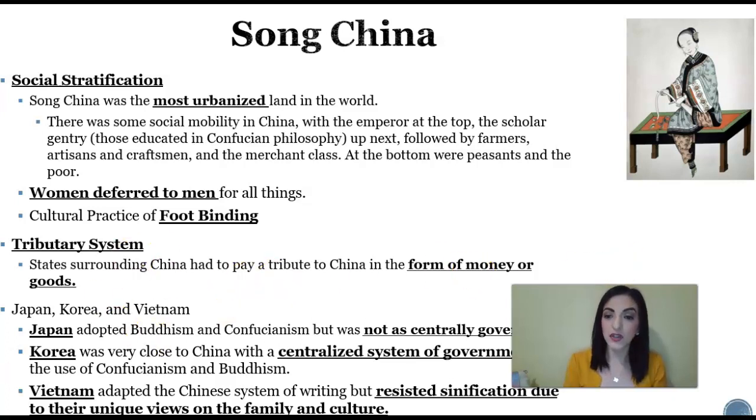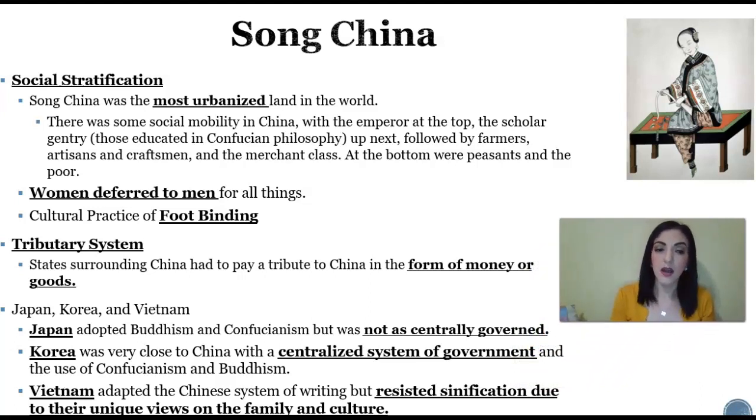Then you have the tribute system in China. The tribute system basically was the fact that China was so powerful that it was able to collect a tribute from smaller or weaker countries. And tribute could be paid in the form of money or in goods. So if you didn't have money or gold or silver to pay them, you could pay them in other ways: food or labor, or you could work out a different kind of barter system, a trade system.